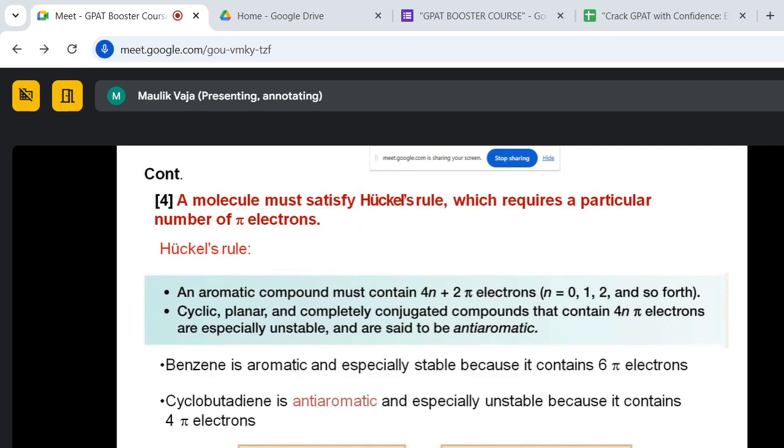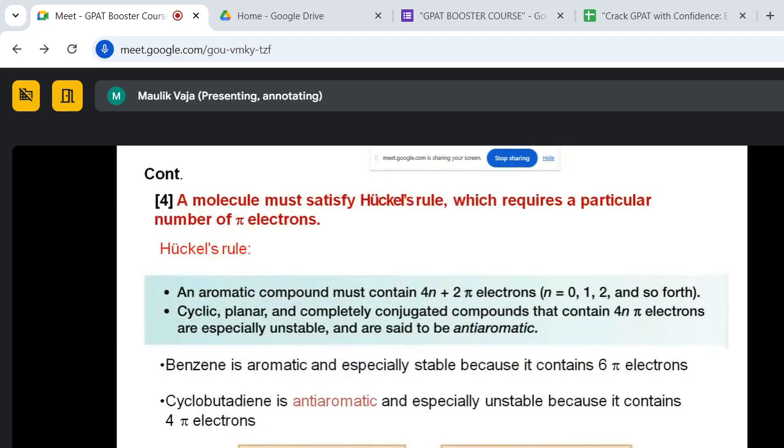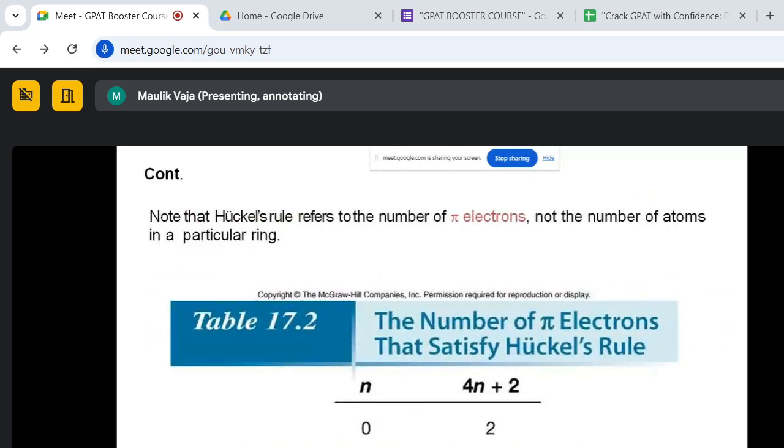Huckel's rule says 4n plus 2 pi electrons. 4n plus 2 means it should contain either 2 pi electrons, 6 pi electrons, 10, 14, or 18 pi electrons. If a compound has this many pi electrons, then it will be aromatic. But according to anti-aromaticity, the compound has 4n pi electrons. 4n means 4, 8, 12, multiples of 4. If a compound has 4n pi electrons, then it will become an anti-aromatic compound.